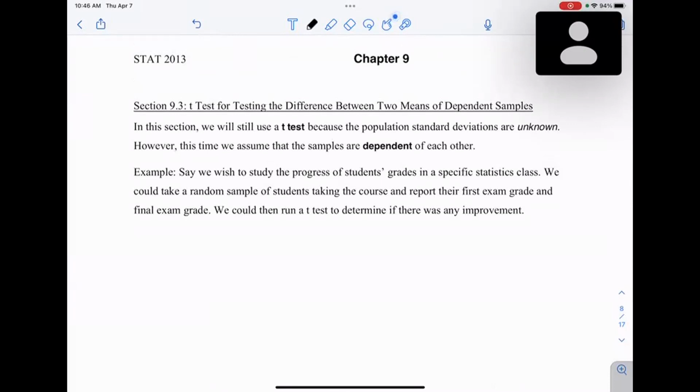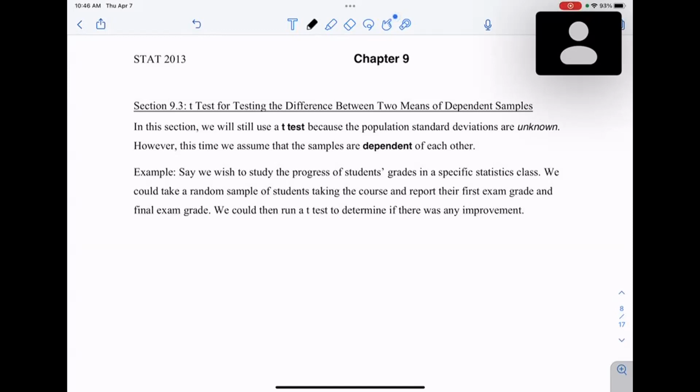Then you do a t-test. But what we're going to do is look at the difference between each pair. It's called matched pairs. So it says, say we wish to study the progress of students' grades in a specific statistics class. We could take a random sample of students taking the course and report their first exam grade and the final exam grade. We can then run a t-test to determine if there was any improvement.